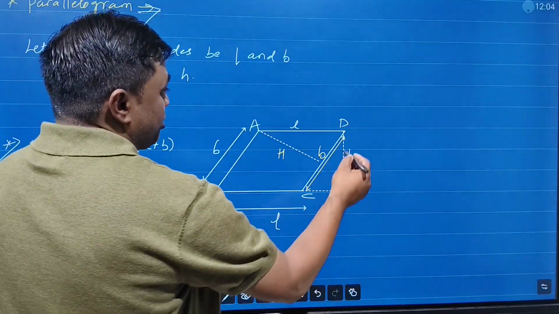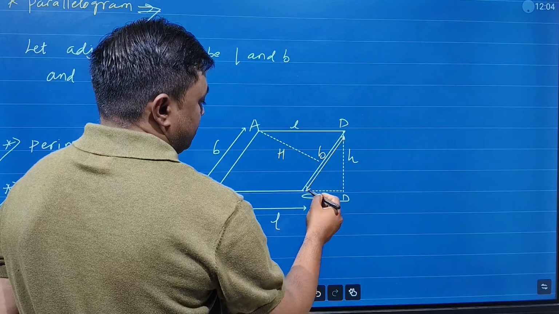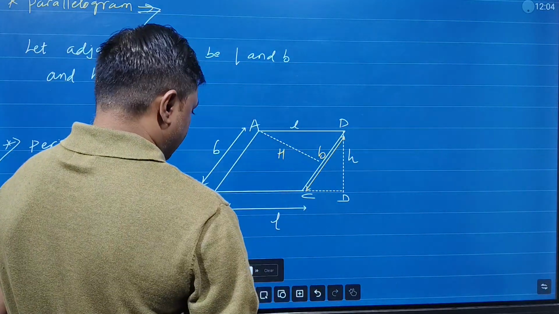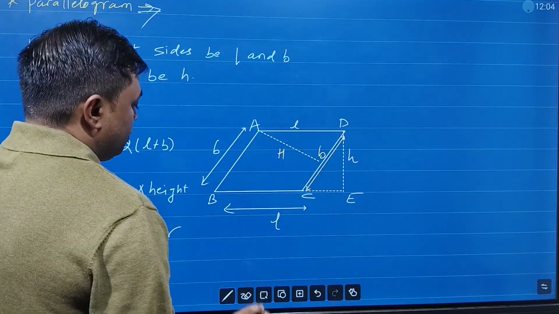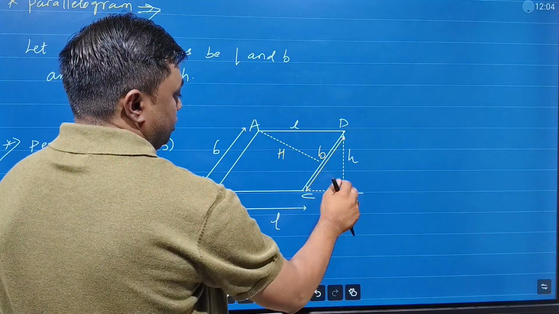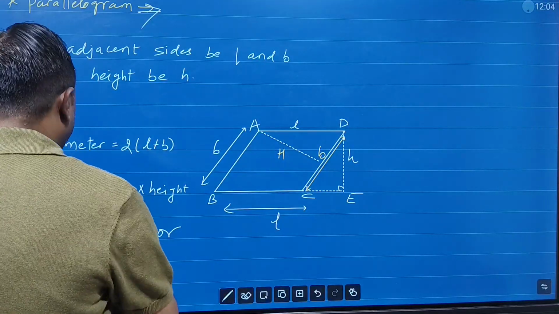What I have done now is I have drawn one perpendicular to the BC side, which is extended. BC is extended, and I can take E, better. So BC is extended to E and I have drawn one perpendicular from D. Am I clear?